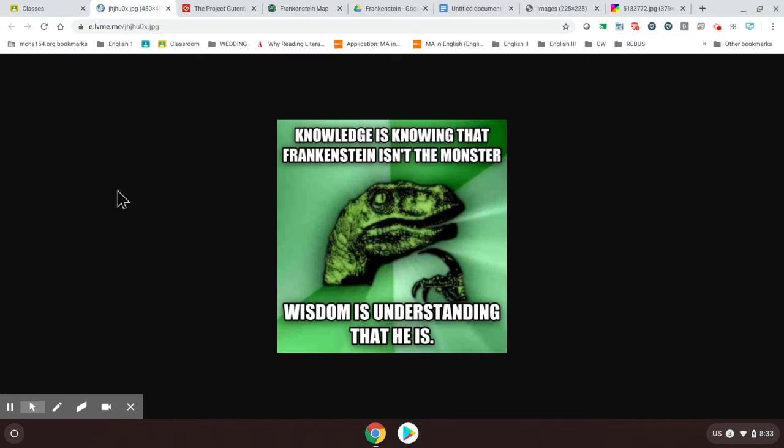This is something that I want you to consider in your characterization of Victor Frankenstein. By now you've figured out that Frankenstein is the man, Victor. The monster is going to be unnamed. So this is one of the common misconceptions. However, I love the sentiment that comes from this. Knowledge is knowing that Frankenstein isn't the monster, meaning the name Frankenstein isn't given to the monster, but wisdom is understanding that he is.